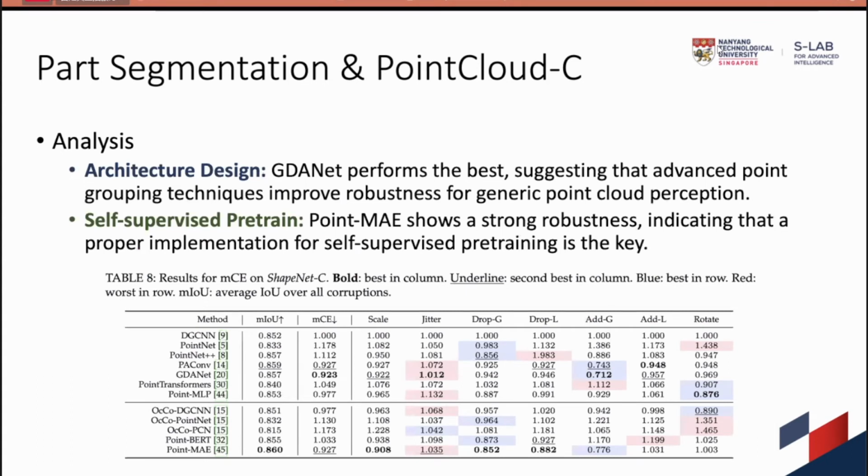We observed that for architecture design, GDANet performs the best, suggesting that advanced point grouping techniques improve robustness for generic point cloud perception. For self-supervised pre-training, Point-MAE shows a strong robustness, indicating that a proper implementation of self-supervised pre-training is the key.